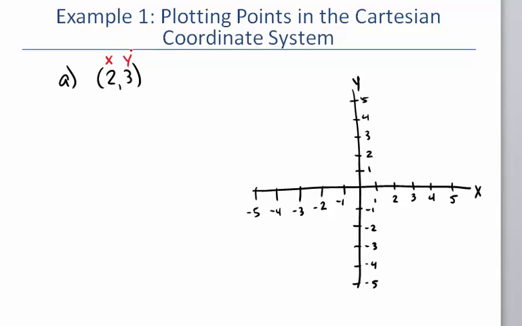This tells you how to plot the point. On the x-axis, you go over to the 2, and on the y-axis, you find the 3, and you intersect those two. So we go over to the 2, up to the 3, and place a point where those two intersect. That will be the point (2, 3).